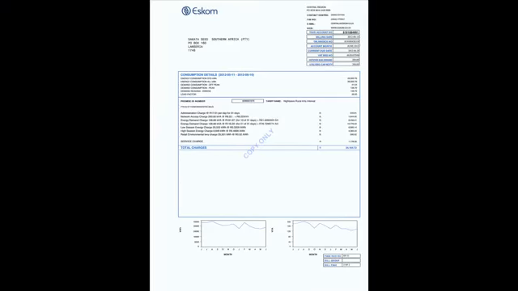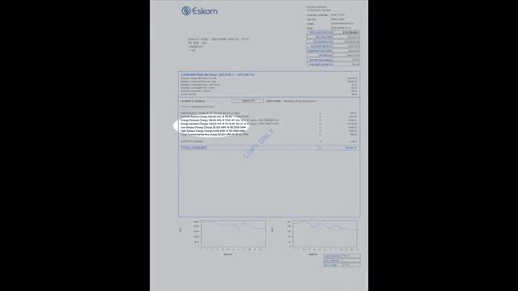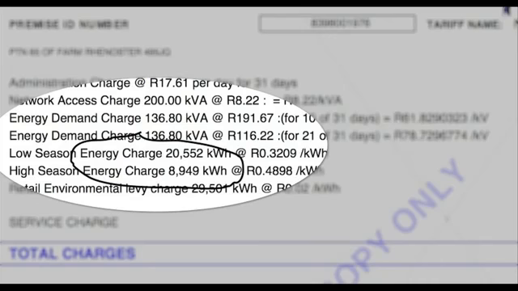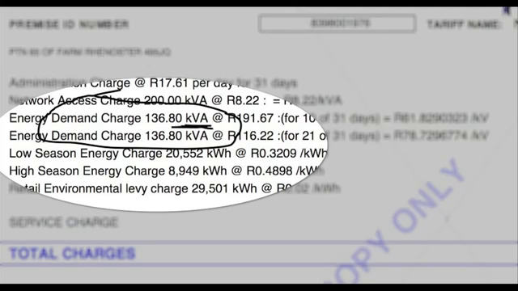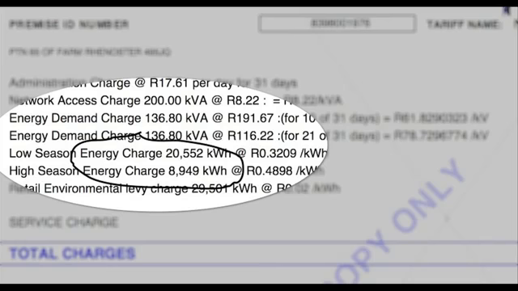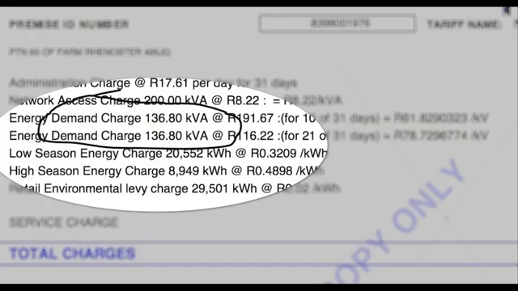Apart from the fixed administrative charges, there are two major components of any commercial or industrial electricity bill, namely energy charge or consumption, expressed as kilowatt hours, and demand charge, expressed as kVA. That is essentially all you need to know. Remember, kilowatt hours denotes the amount of electricity that was used, and kVA signifies the demand portion.